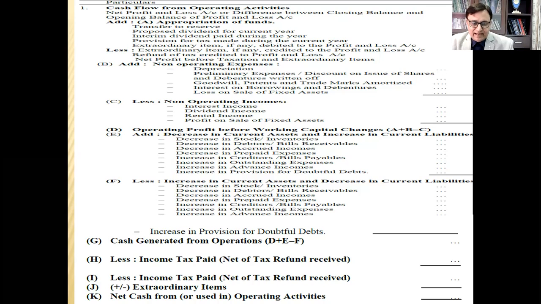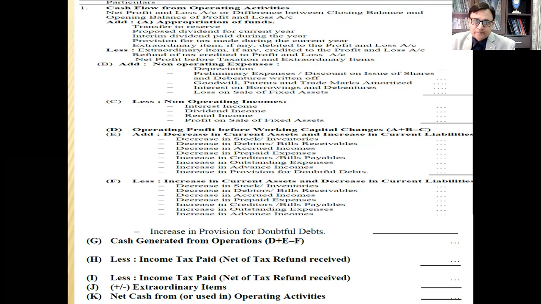And finally, we'll have the cash generated from operations, that is D plus E minus F. If income tax has been paid during the year, net of tax refund received, that will also be deducted. Plus or minus extraordinary items, which may relate to the non-operating or operating part, will be adjusted here. And finally, we'll get the net cash from operating activities or net cash used in operating activities. In this way, this is the structure of how we calculate the first part, the cash from operating activities.